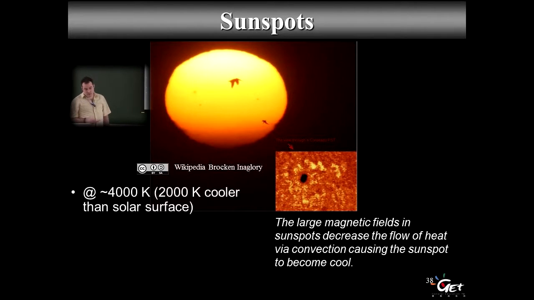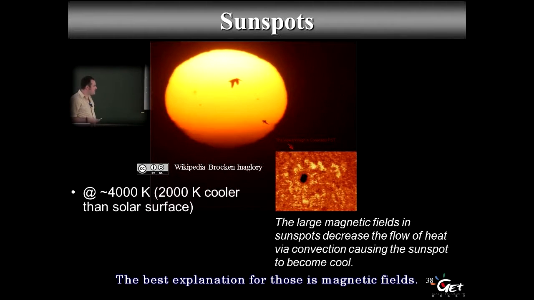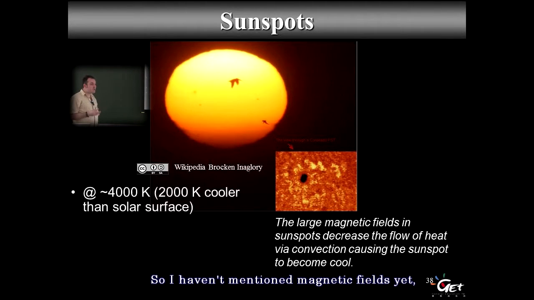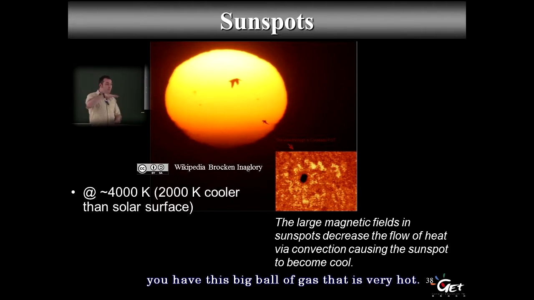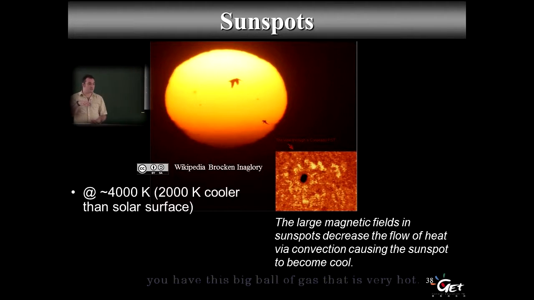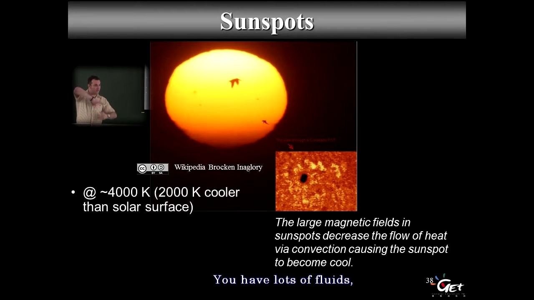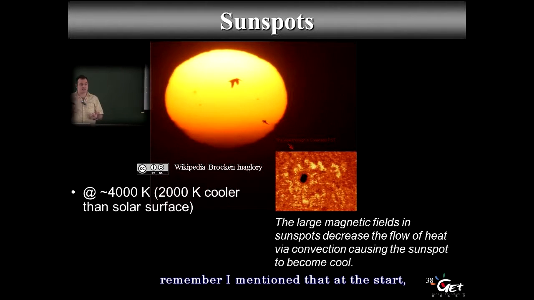So what are they? Well, our best guess, and actually it's more than a guess now, the best explanation for those is magnetic fields. I haven't mentioned magnetic fields yet, but you remember the Earth is generating, like Jupiter and all the gaseous planets, a magnetic field. Here you have this big ball of gas that is very, very hot with a nuclear power plant at the center. And actually it's a dynamo the same way. You have lots of fluids. Remember, I mentioned that at the start, and it starts to get its importance.